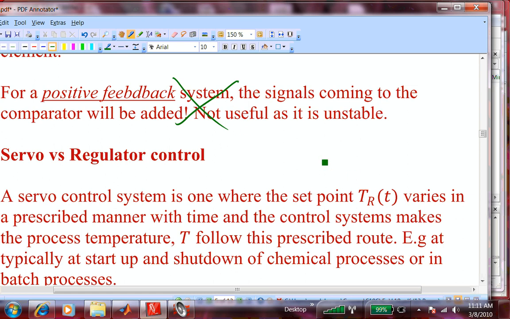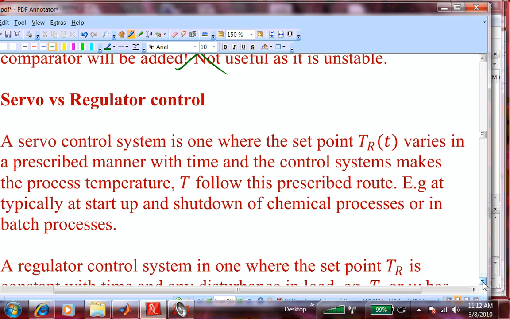Now, we already talked about this, but I'm just reinforcing the idea that there are two types of control actions that we'll be studying. One is called the servo, the other one is called the regulator. In the servo control system, we vary the set point in a particular fashion. We put a step change, or a sinusoidal change, or an impulse, and we study the response of that. So the response tracks whatever the set point is, so sometimes it's called a set point tracking system. We can change the set point any way we want, and the system should track that.